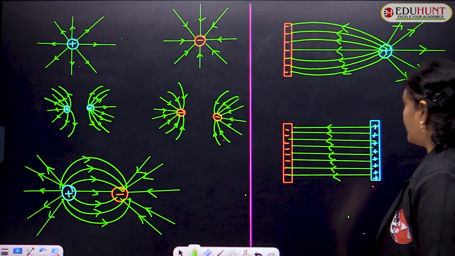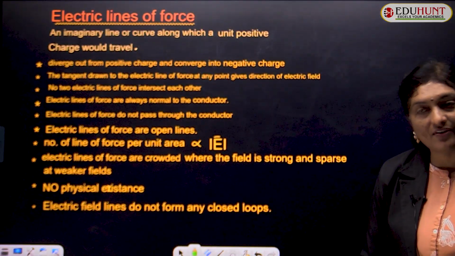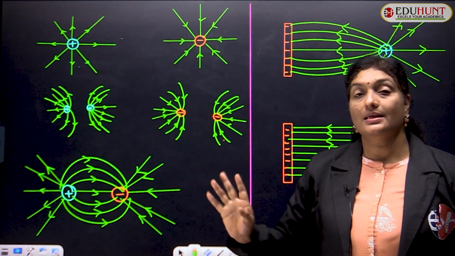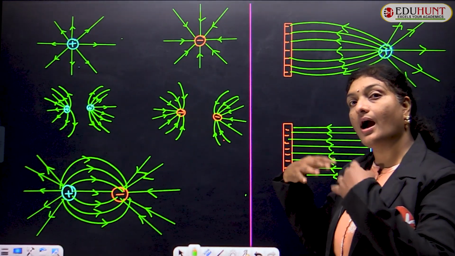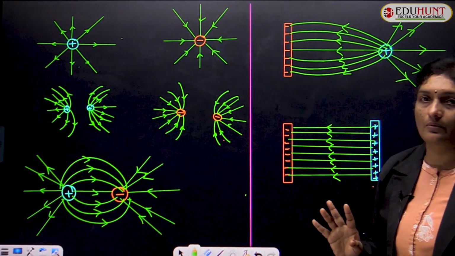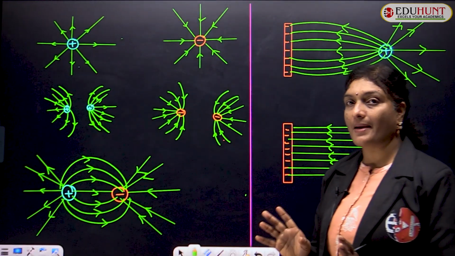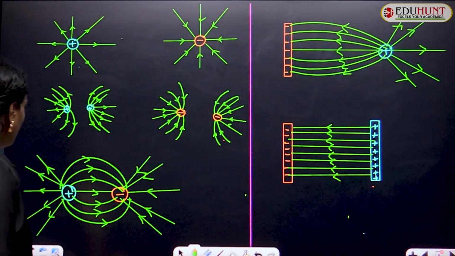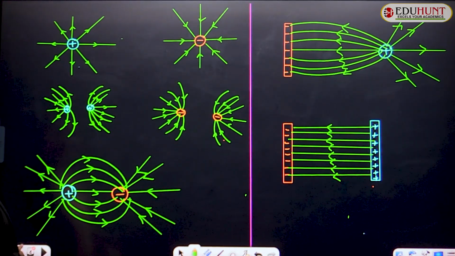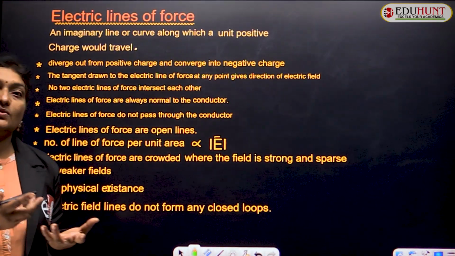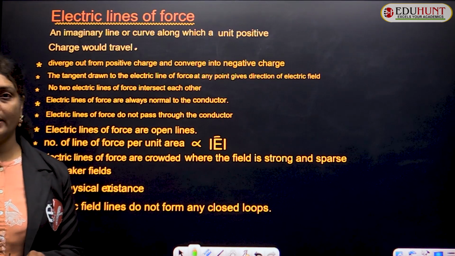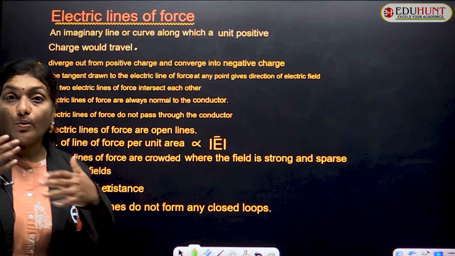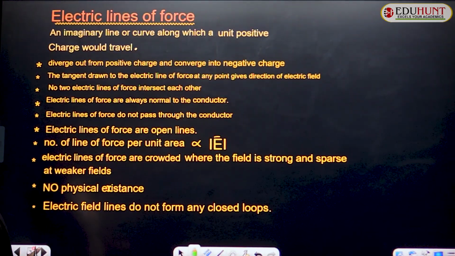Children, before that let us recall what electric field lines are. These lines actually do not exist. These are imaginary lines we are thinking about. We are constructing those imaginary lines to understand the geometrical structure. So, what are these electric field lines, children? They may be straight lines or curved lines on which a unit positive charge is supposed to be traveling.